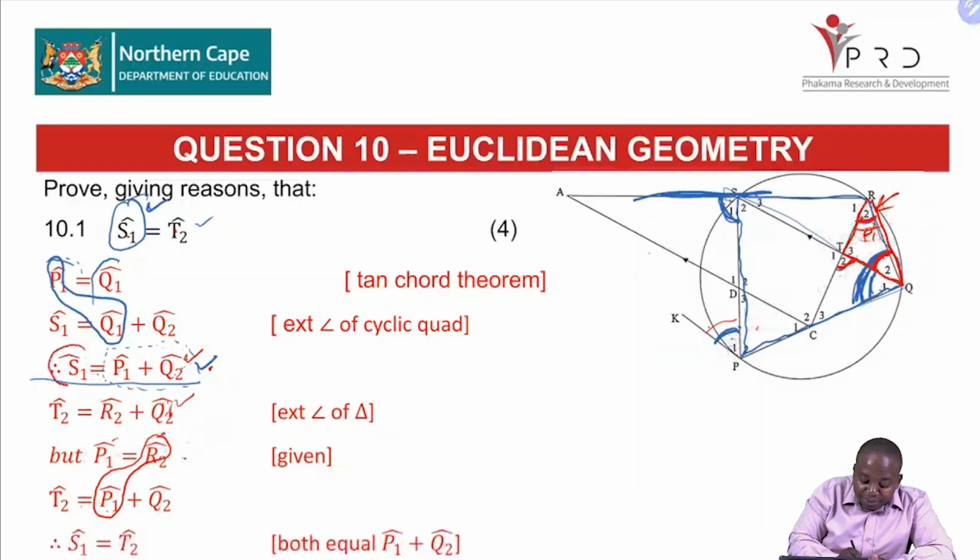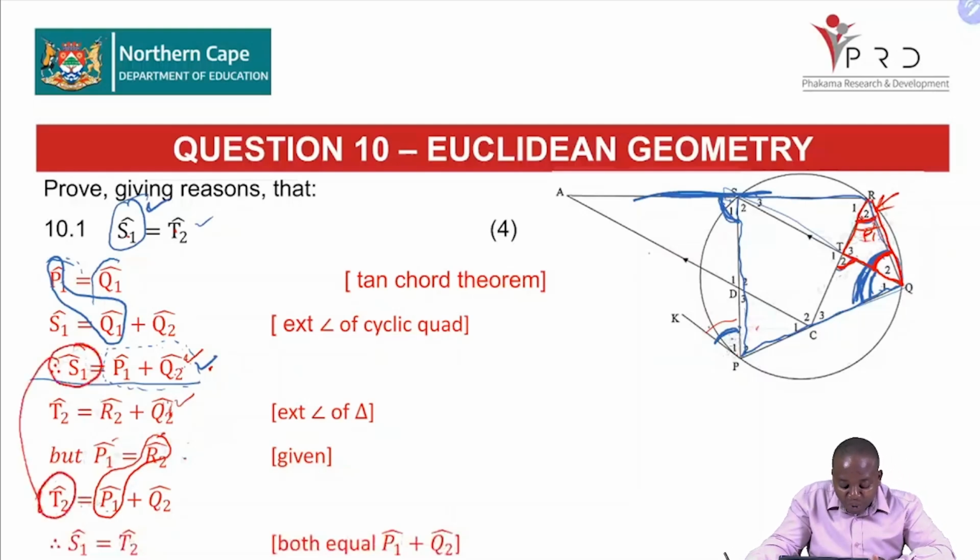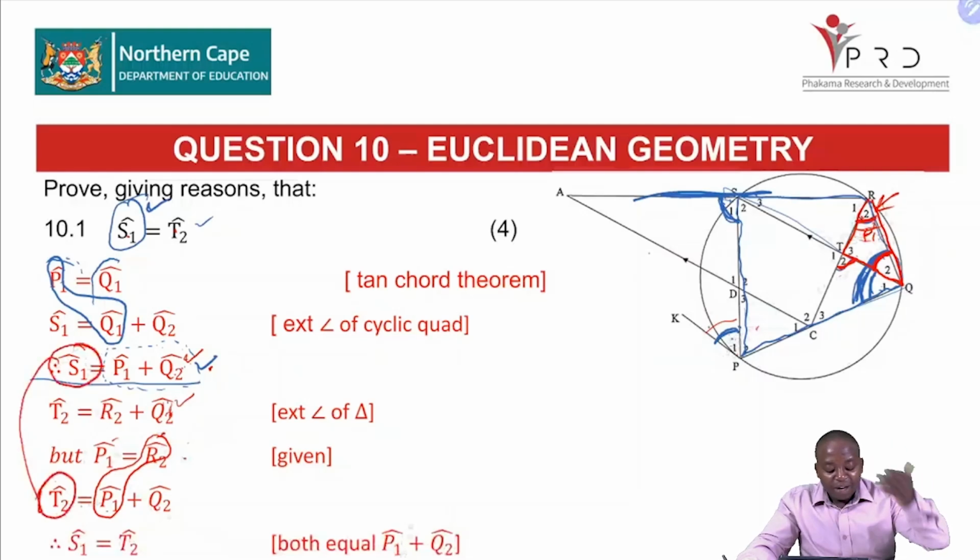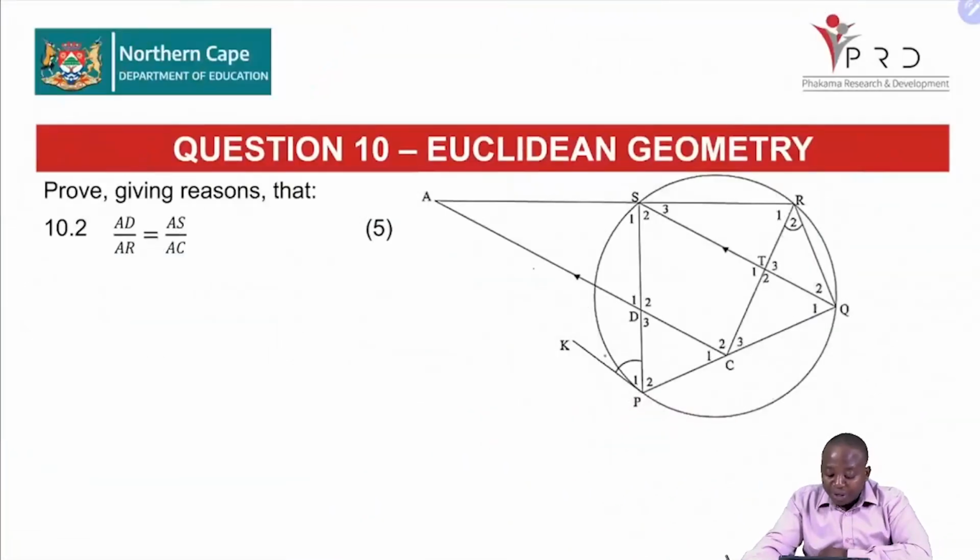S1 and T2 are now equal. Why? Because they are both equal to P1 plus Q2. So to work with this, work with one angle that has more information, then try to relate the other angle to the information or the conclusions we've made about one angle. Then you'll be safe to go.